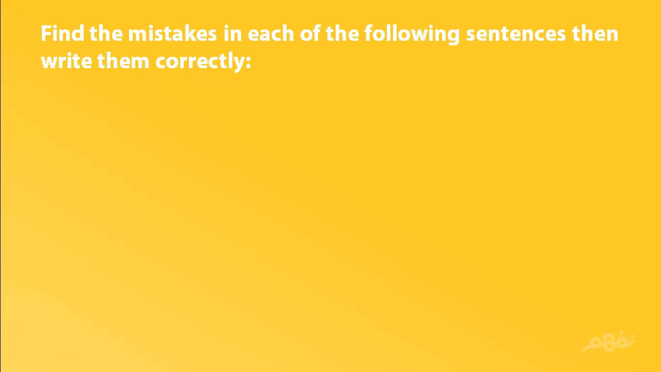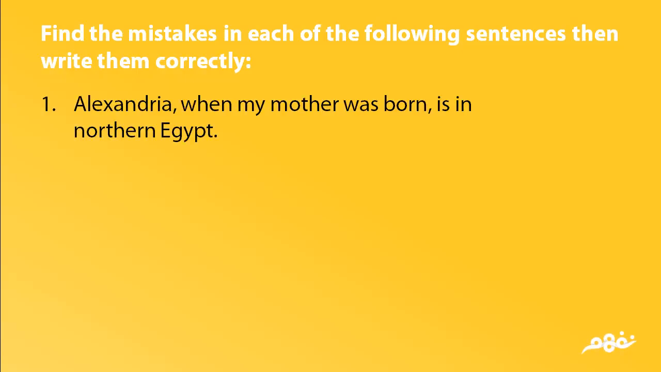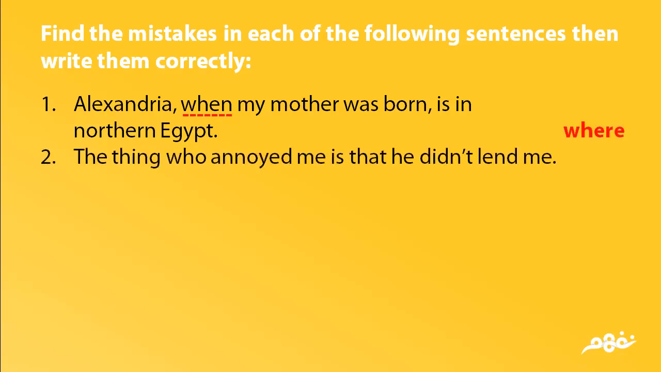Find the mistake in each of the following sentences, then write them correctly. Alexandria, when my mother was born, is in northern Egypt. The mistake is when, and the correction is where. The thing who annoyed me is that he didn't lend me. The mistake is who, and the correction is which.